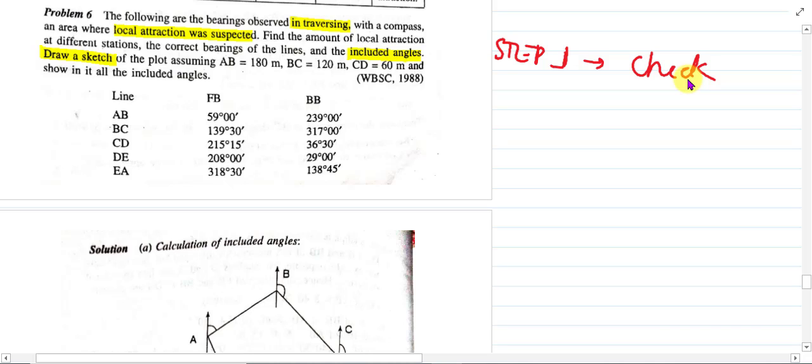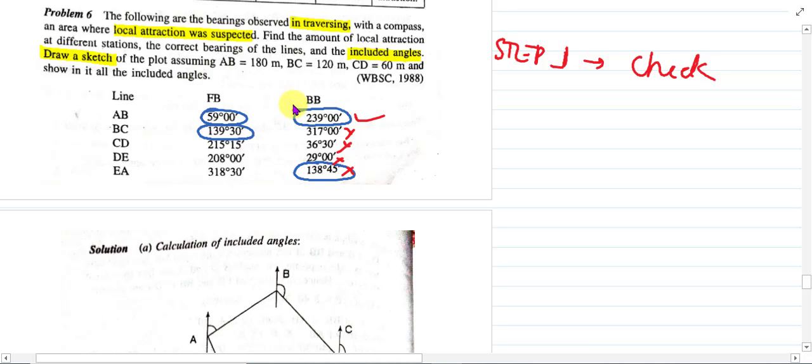So I think the first value is corrected because 59 and 39, okay, here is 30 minute, here no, this is wrong, this is wrong, this is another one wrong, this is wrong. So A and B stations are free from local attraction. It means this value is also corrected, and the last one is also a corrected value. So these are the 4 values which are free from local attraction.